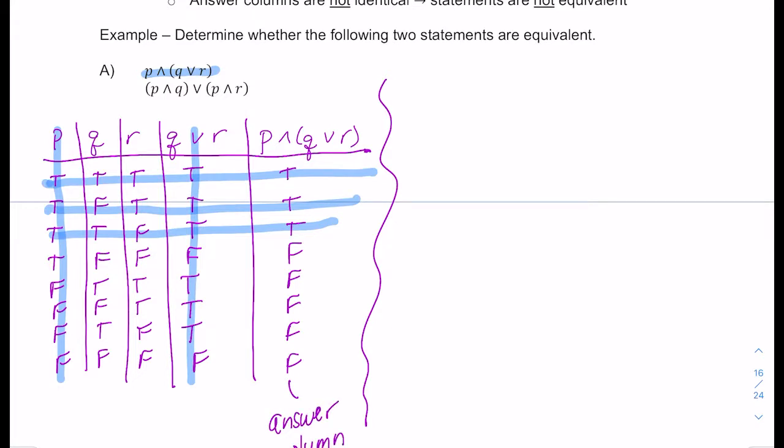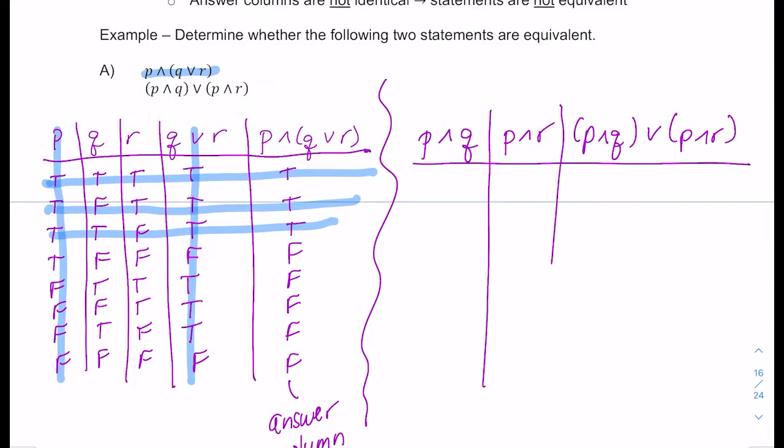I'm going to compare that to the other statement. We already have P, Q, and R written out, so all I need to worry about here is P and Q, P and R, and then my final overall statement, my answer column, (P and Q) or (P and R). So now I'm looking at P and Q. Again, and both need to be true. If you look at column P and column Q, they're both true, so that's true. True, false is false. True and true is true. True and false is false. And then the rest are all false.